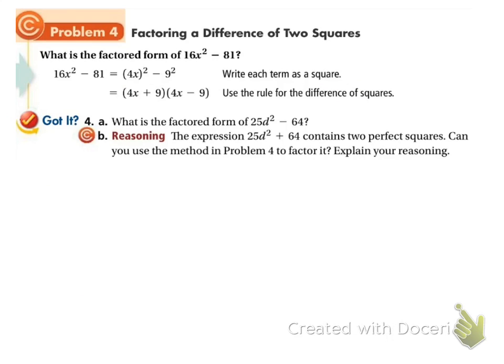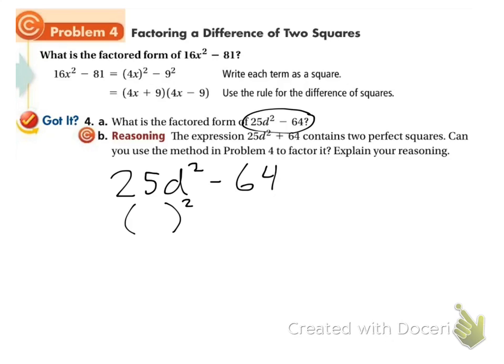Okay, now we're going to do another one. This one's going to be a little bit trickier though. So we've got 25d squared minus 64. So same process, it's just a little bit more work. We need to rewrite this as something squared. Okay, so in this case, when there's a number and a letter, we're going to have some parentheses involved.